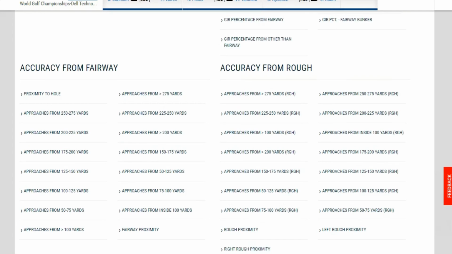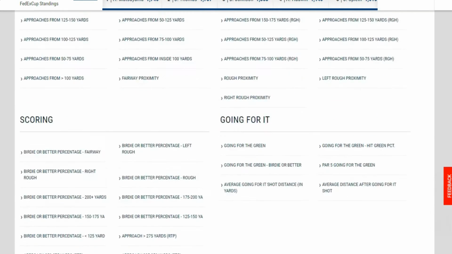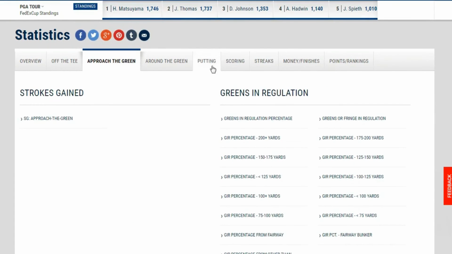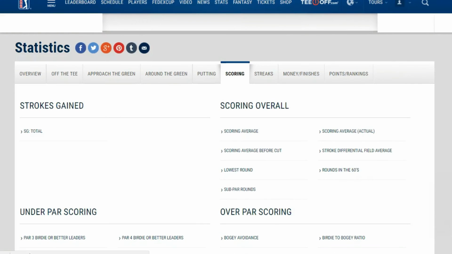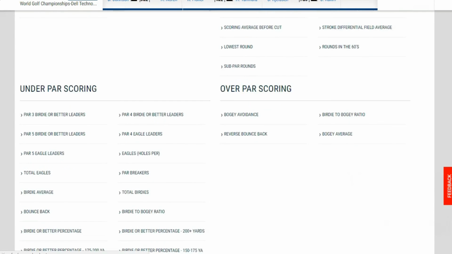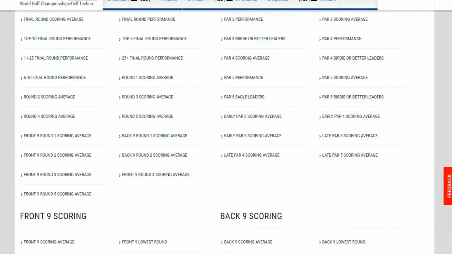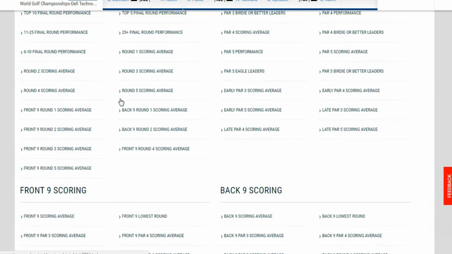Proximity to the hole is always interesting. Of course, birdie or better. Now that's birdie or better from the fairway or the rough. But then here's where I'll end up a lot, and it's scoring. So if you're playing on FanDuel, let's see here. Here we go. First round scoring, second round scoring, third round scoring, and fourth round scoring.